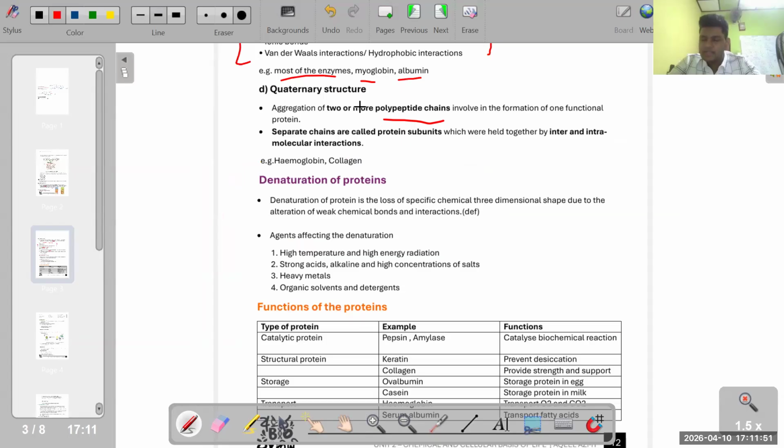If a protein is in quaternary structure, how many polypeptide chains should be present? At minimum, two should be present, minimum. Two polypeptide chains should be present if there is a quaternary structure of protein produced. Is that clear?